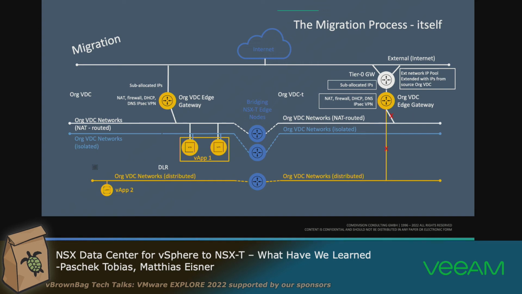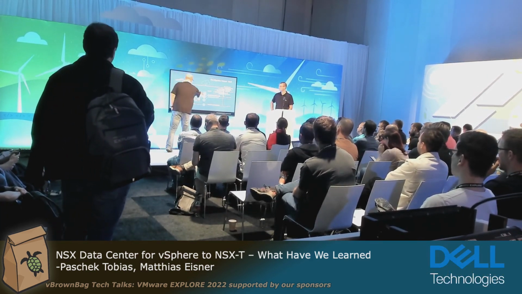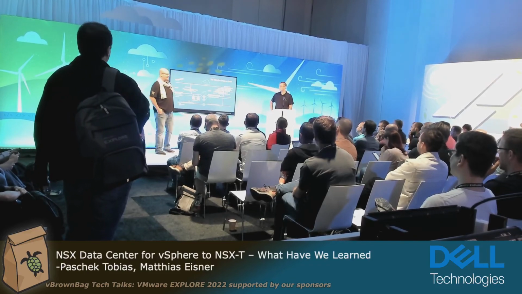One important part here are those two guys in the middle. We will do a bridging. And the bridging in NSX T works completely differently than we know it from NSX V, because the bridging is happening on an edge node. So those edge nodes are running on our NSX V cluster.